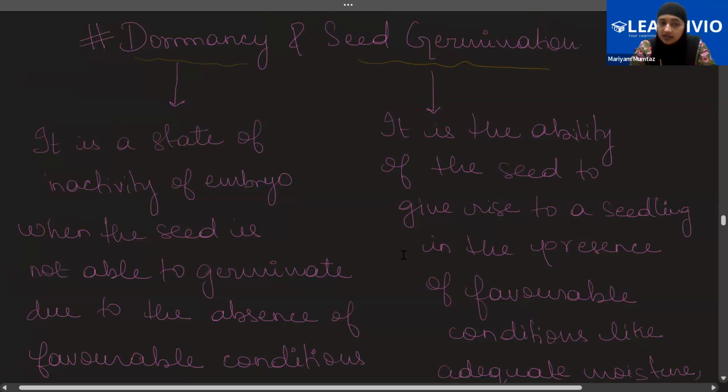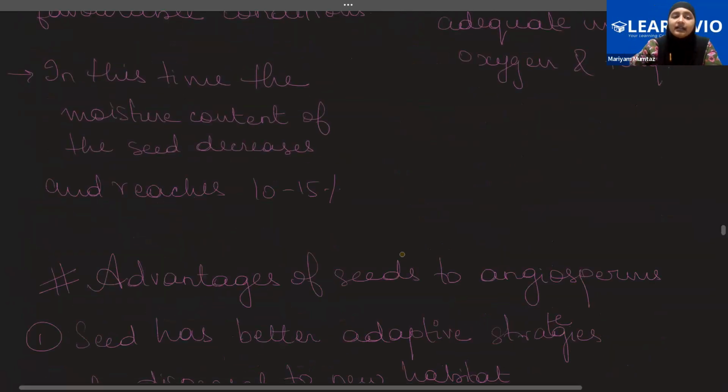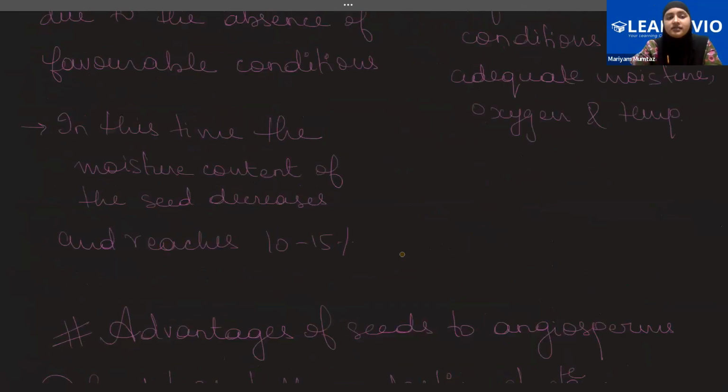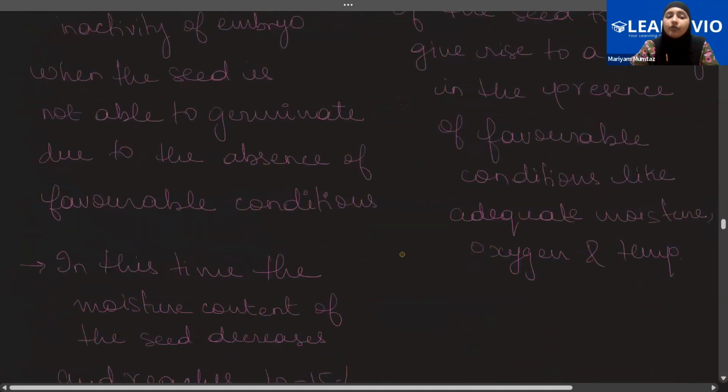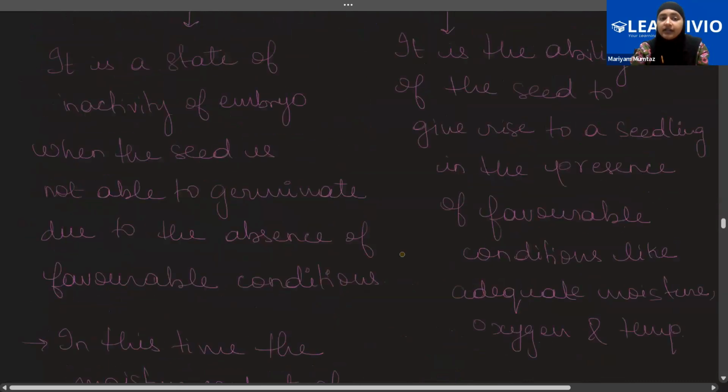And that process or state wherein the seed does not germinate, it stays the same, is known as dormancy. During the time of dormancy, the moisture content of the seed decreases and reaches 10 to 15%. So there is a very gradual decrease of moisture content as well.